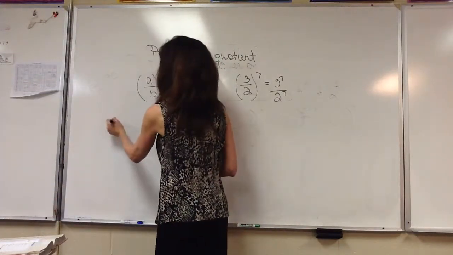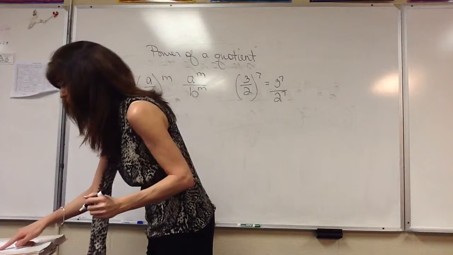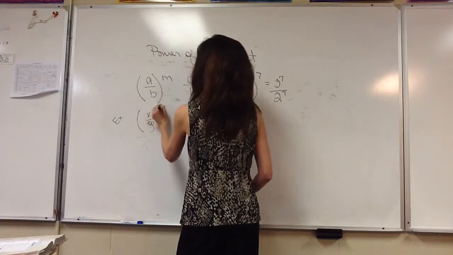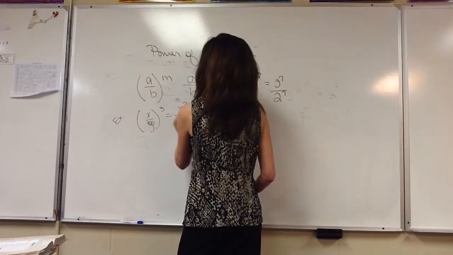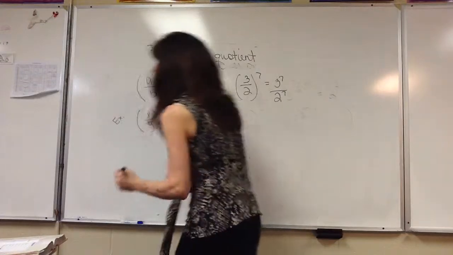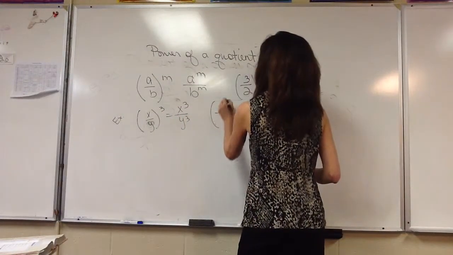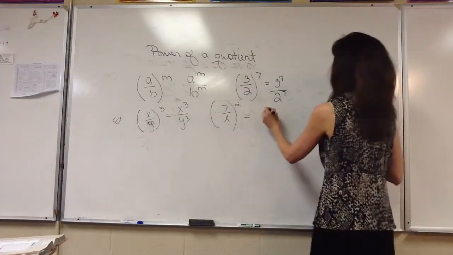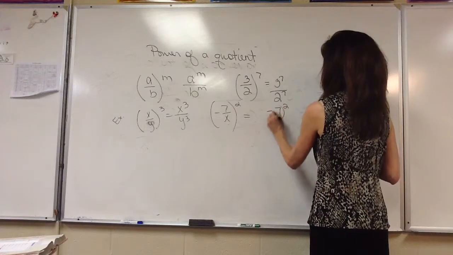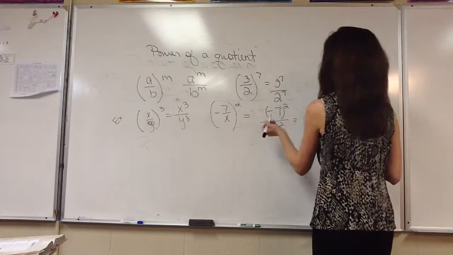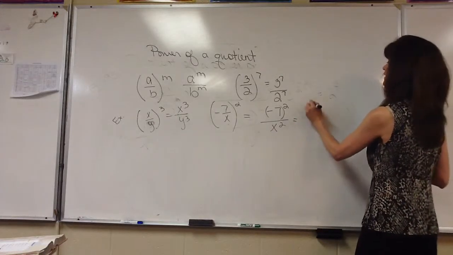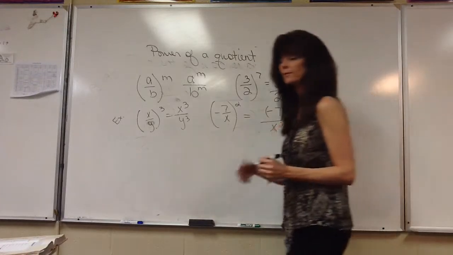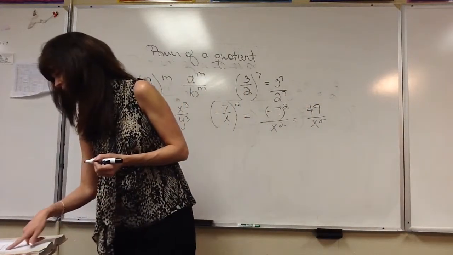Now let's look at example 2. We have two examples, 2 and 3, that go along with this. In example 2, we have x over y raised to the third power, so that's going to be x to the third power over y to the third power. And then in B, I have negative 7 over x raised to the second power. That is going to be negative 7 to the second power over x to the second power. If we evaluate this, it would be positive 49 over x squared, because anytime we square a negative, it equals a positive.